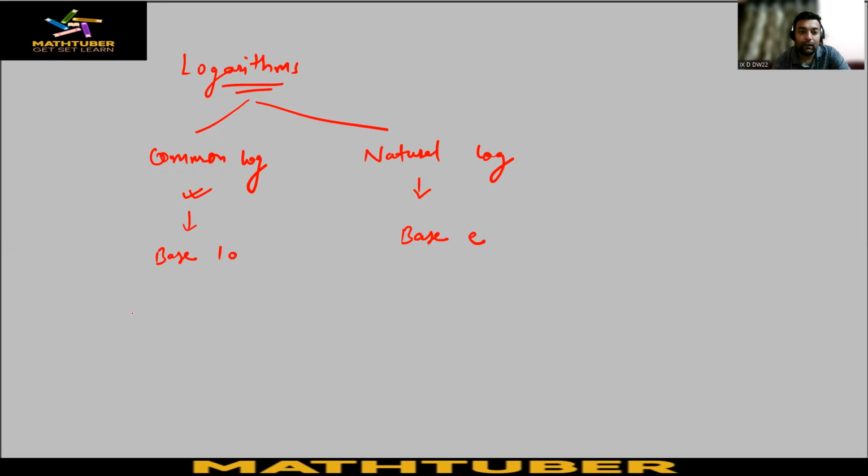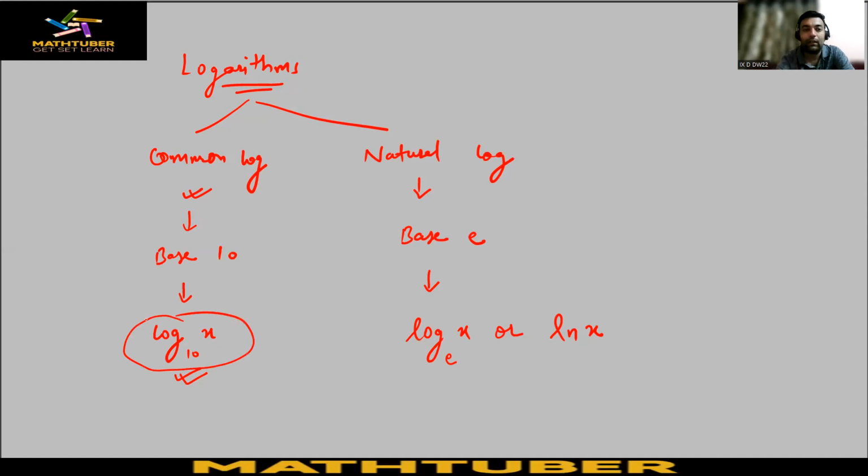And here the representation of common log is log of x with base 10, and the representation of natural log is log of x with base e, or you can say ln x. This is also one of the notations. And if the base is not given in a question, the base will be considered to be 10 only. That means it will be a common log, right? So we are going to learn mostly about common logarithms only.